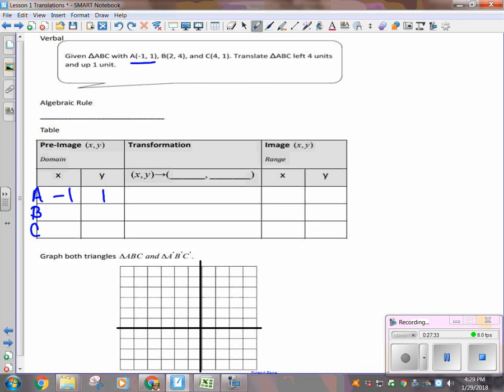-1, 1. B is 2, 4, and C is 4, 1. I'm just going to list those X's and Y's. Now it's telling me to translate. Again, translate means to slide it. And it's saying left 4 units.